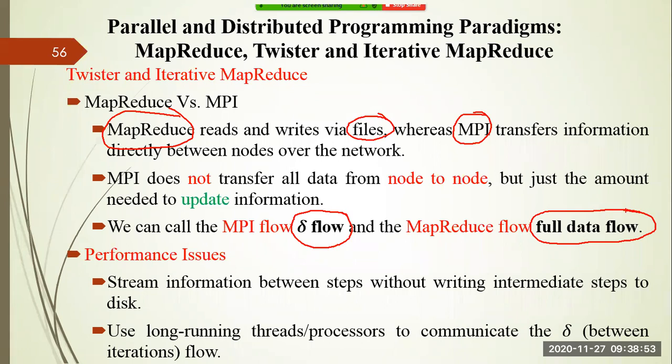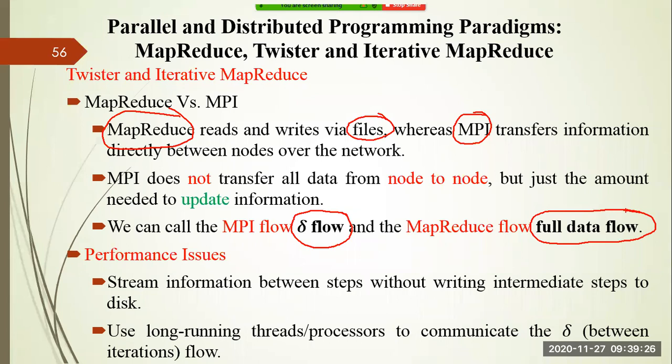One of the performance issues you can see here: stream information between steps without writing the intermediate step to disk. Stream information between steps means you are sending the data from one node to another node without writing that into any intermediate steps. That is one of the solutions. But what happens if a failure occurs? Then you have to start from the beginning. That is the problem.